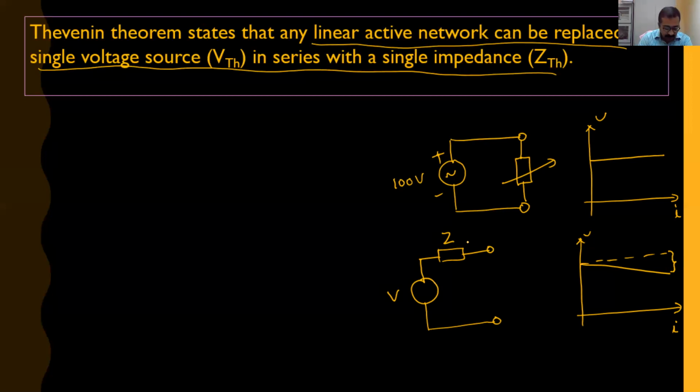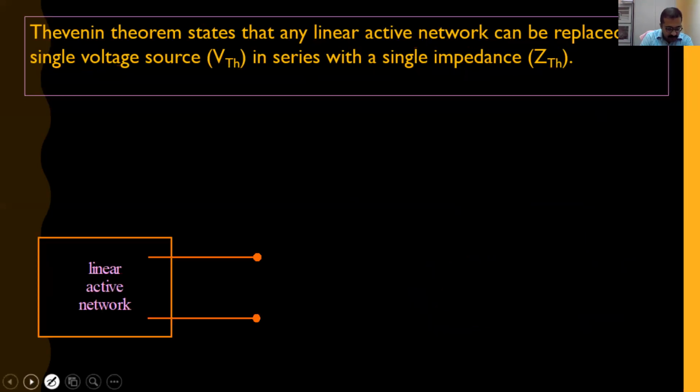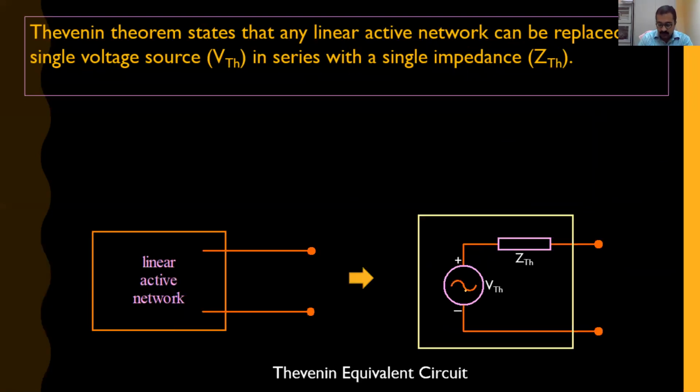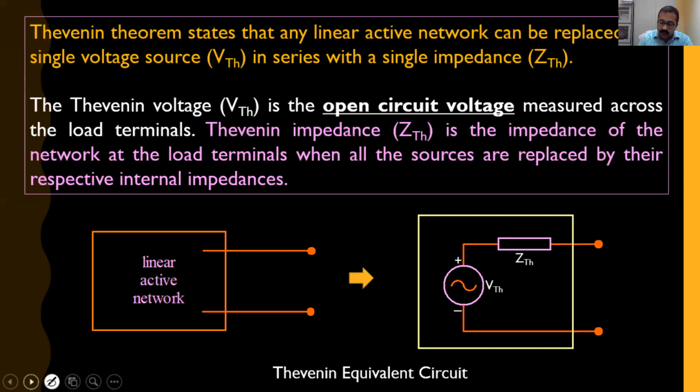So that means, this is a linear bilateral active network, and it can be converted into a voltage source in series with an impedance. This voltage source is called the Thevenin voltage, VTH, and this impedance is called the Thevenin impedance, ZTH. So any linear active network can be converted into a Thevenin equivalent circuit comprising the Thevenin voltage VTH in series with a Thevenin impedance ZTH. Now, what is VTH?